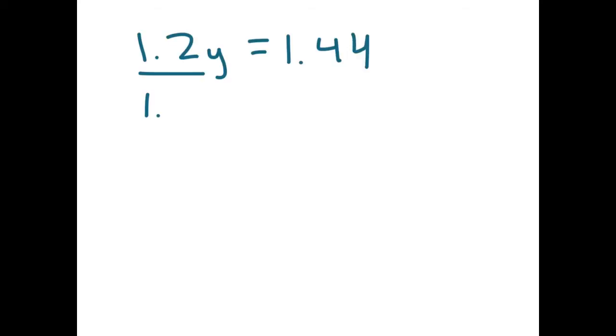Our next equation is 1.2y equals 1.44. So multiplication undoes division. So you would then put a division sign into place and cross out your 1.2y, divide it into 1.2, and add it to the 1.44. So you would divide 1.2 into 1.44.